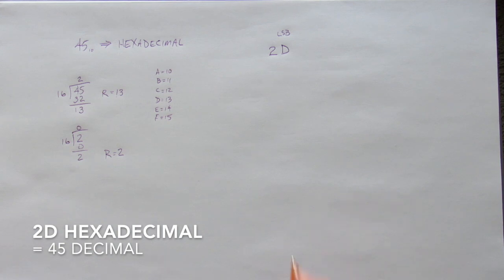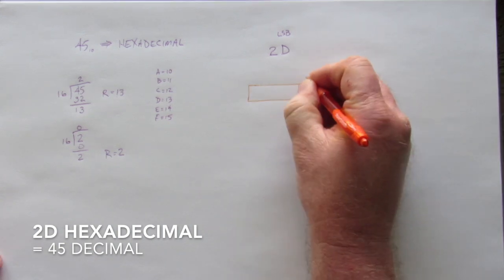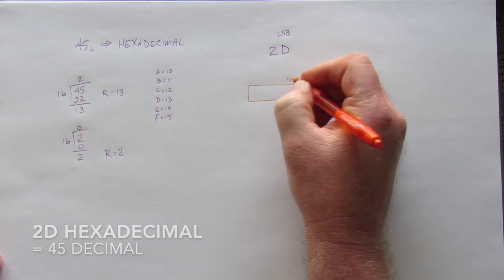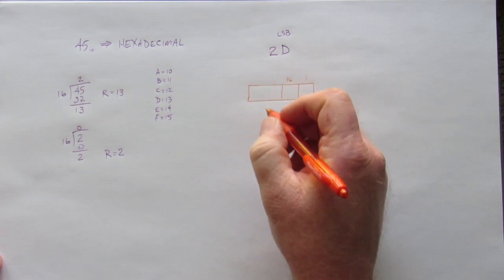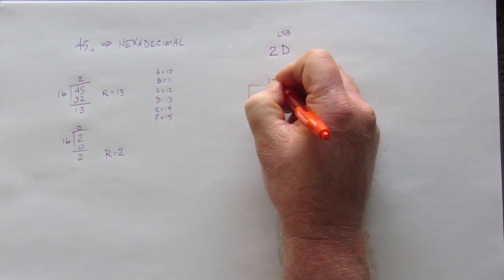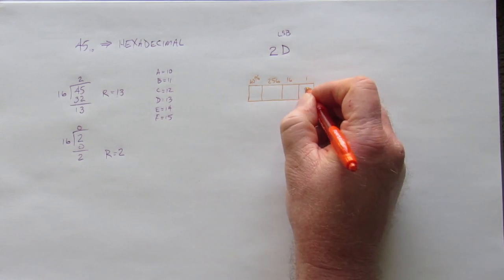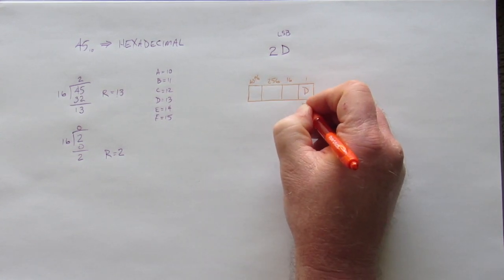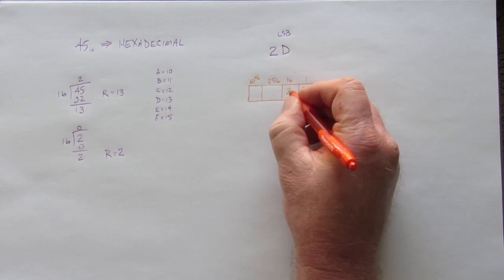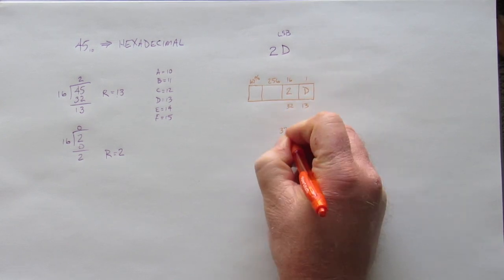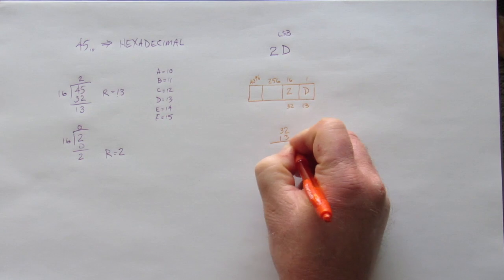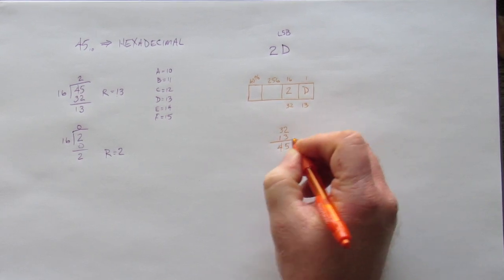Let's double check just to make sure. You have your 1s, 16s, 256, and 4096. So D is 13. 2 times 16 is 32. 32 plus 13 is 45.